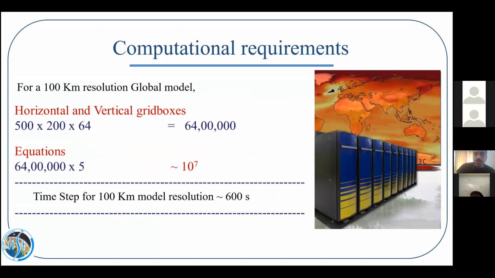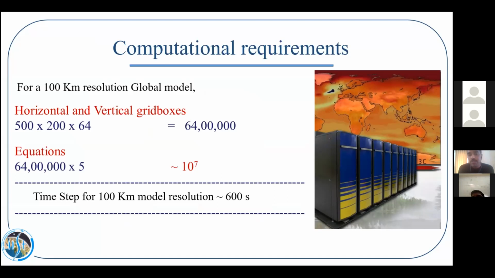Okay, so let's do a calculation for this. I'm assuming that we have a 100 kilometer resolution global model, which will have approximately 500 grid points in the east direction, 200 grid points in the north-south direction, and almost 64 levels. Multiplying this, you get almost 64 lakh grid points, and that's for one equation. You need to solve approximately 5 equations, so 64 lakhs multiplied by 5 gives you computations of the order of 10^7. So the degree of freedom of an NWP model is of the order of 10^7.